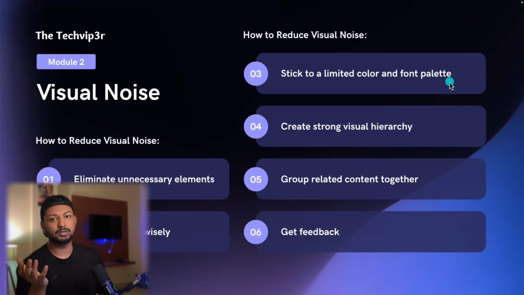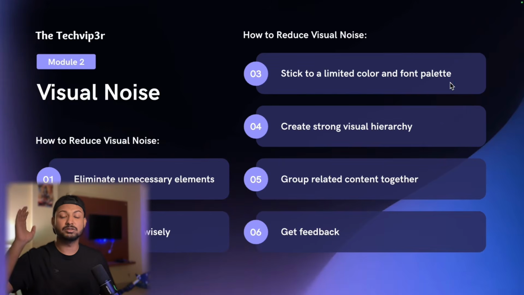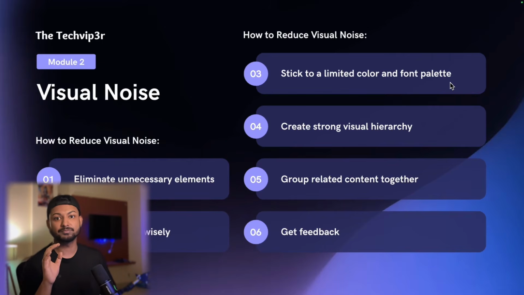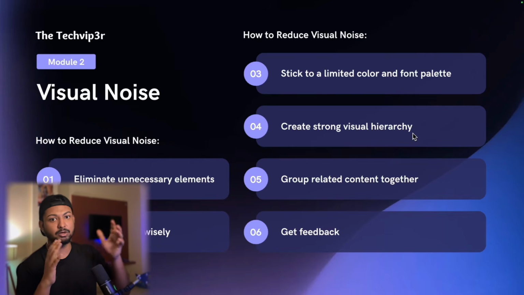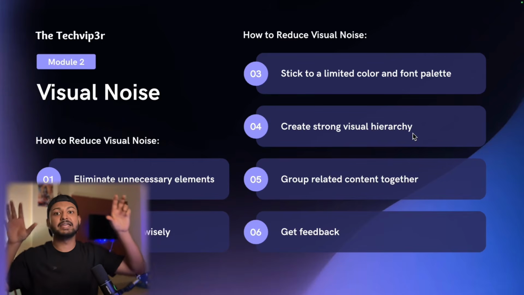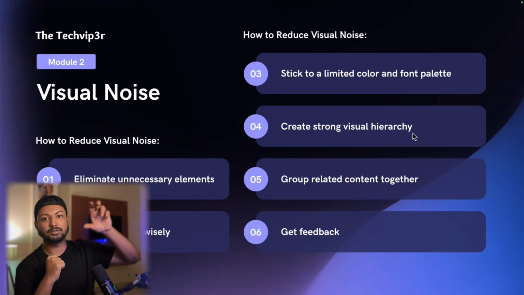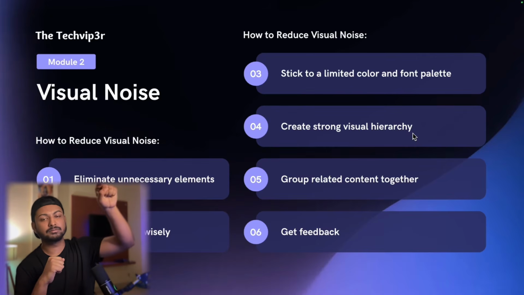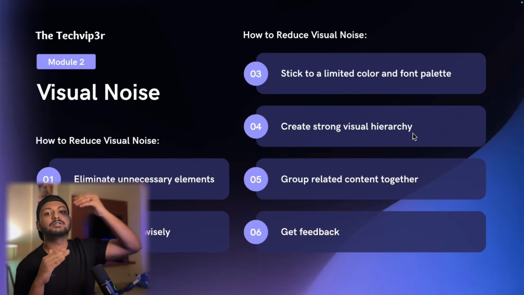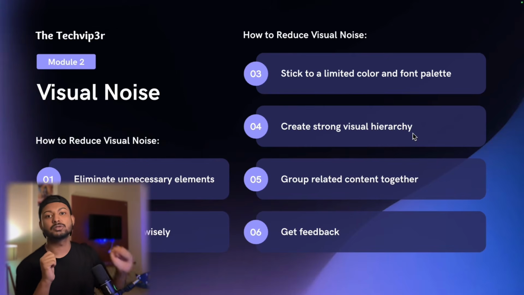Stick to a limited color and font palette, as I told. No different types of colors, no different types of fonts. Stick to limited. Create strong visual hierarchy. As I told, visual hierarchy should be good. Like size and everything. If there is a heading at the top, I can understand it's a heading. A heading should be in bold characters. Like I want on this website or on this app, when people look at the screen, that part should grab the attention of the user at the very first glance. So all those things matter.